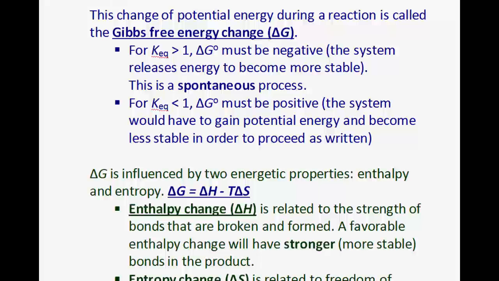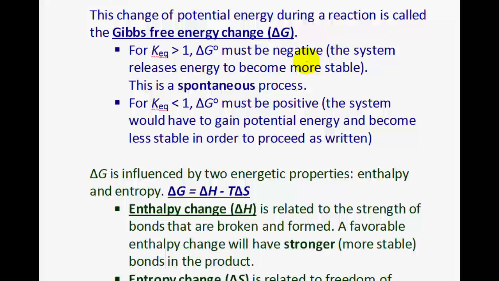So in order to have an equilibrium constant greater than 1, so in order to favor your products, delta G must be negative. Why is that? The system must be releasing energy in order to become more stable. If we go from high energy reactants to low energy products, okay, that's going the normal direction of spontaneous change. Okay? That's a spontaneous process. That will favor our products. That'll give us what we expect.